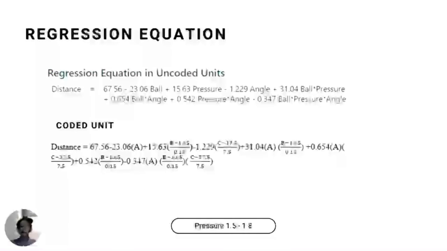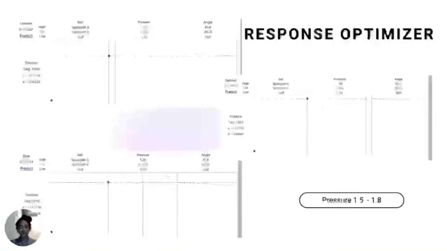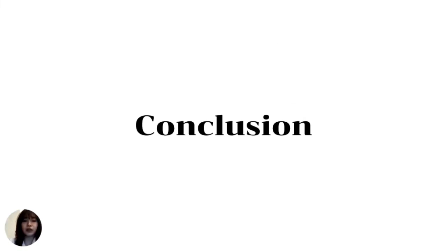And next, regression equation. The distance formula coded will be -1 and 1, and the uncoded formula will be in the slide. Next, response optimizer. We are able to put the target that we want and calculate the pressure, angle, and ball that are suitable for our experiment. So, in conclusion, we use the 2K model to do these experiments, but the equation is accurate for max and min distance because 2K is a linear equation.